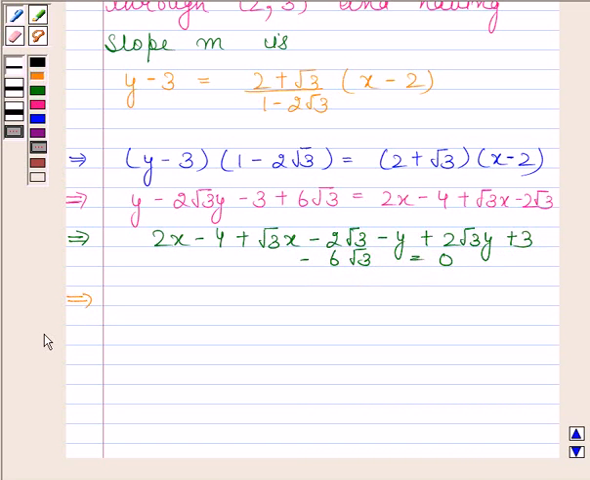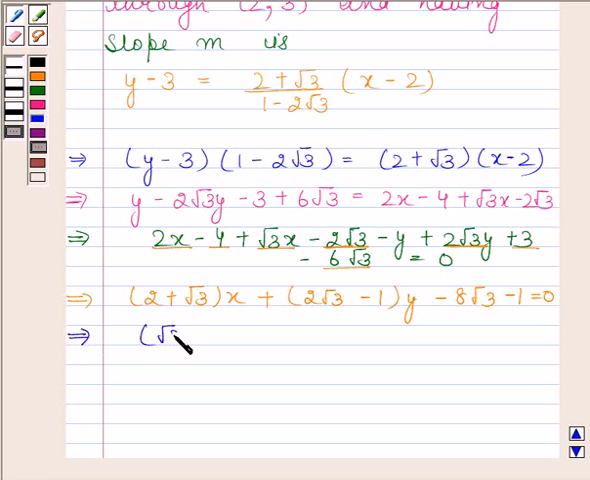This implies (2 plus root 3) into x plus (2 root 3 minus 1) into y minus, 2 root 3 minus 6 root 3 is minus 8 root 3, minus 4 plus 3 is minus 1, is equal to 0. This implies (root 3 plus 2) into x plus (2 root 3 minus 1) into y is equal to 8 root 3 plus 1.